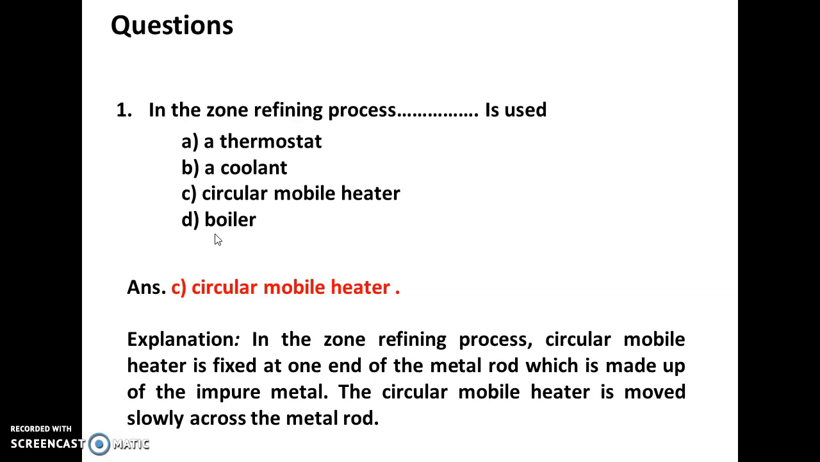We can explain this in this way. In the zone refining process, the circular mobile heater is fixed at one end of the metal rod, which is made up of impure metal, and the circular mobile heater is moved slowly across the metal rod, so that the pure metal is separated from the impurities.